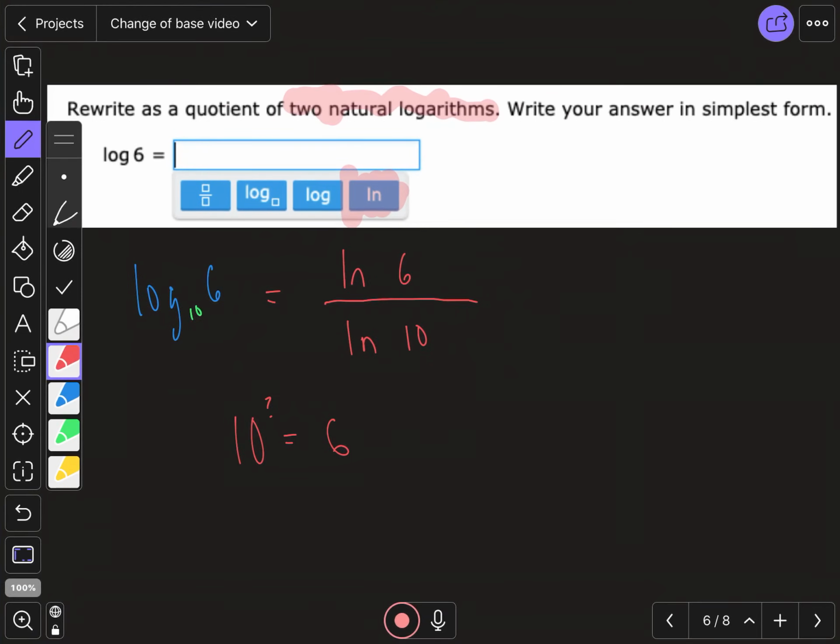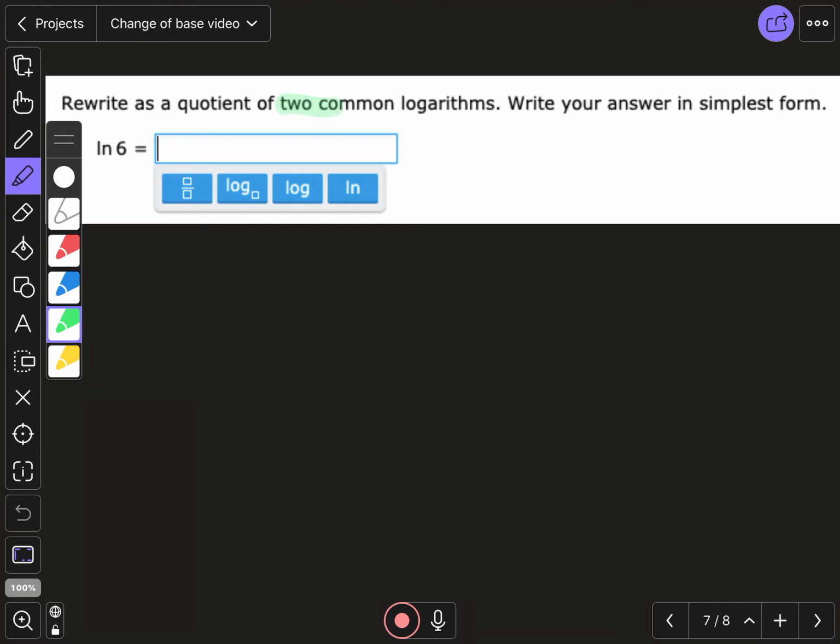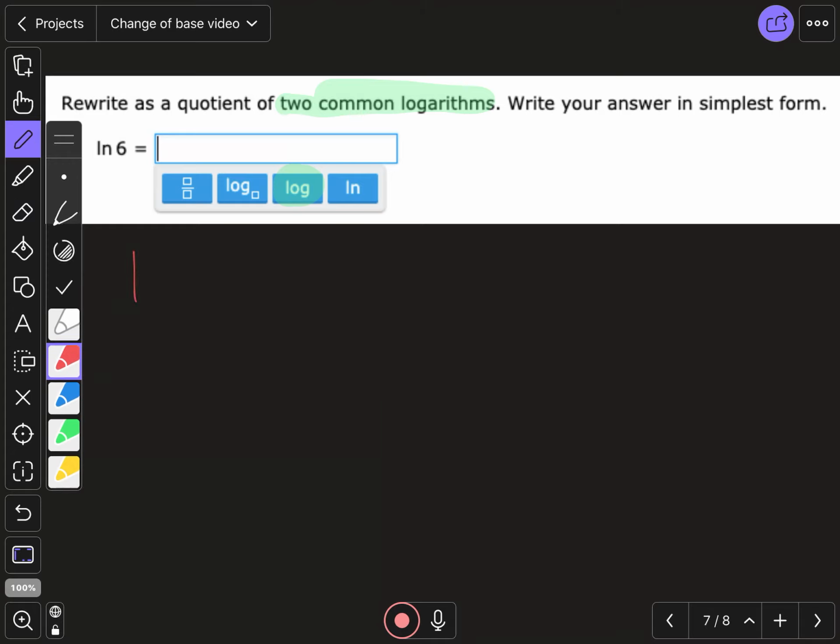And last example here. All right, so rewrite as a combination of common logs, so just pay attention to that. So we're using this button here. And again, think about what they're telling us but not telling us. So the natural log of 6, and they want us to write that as common log, so I'm going to use my fraction bar, then my common log button, so log, and then the argument goes up top, so 6 goes on top, and then the common log button here.